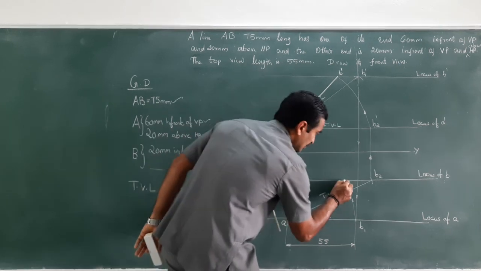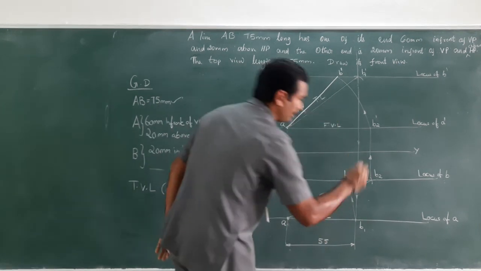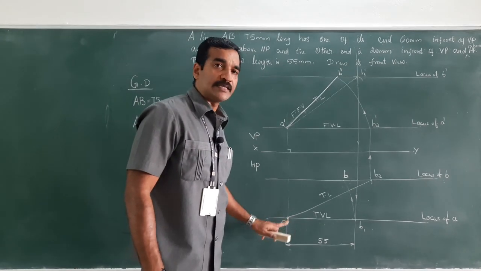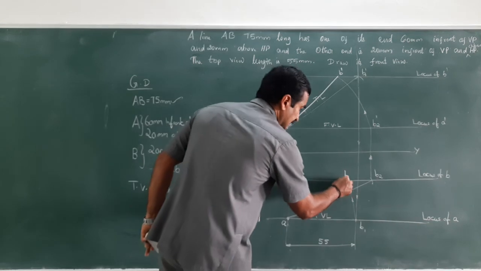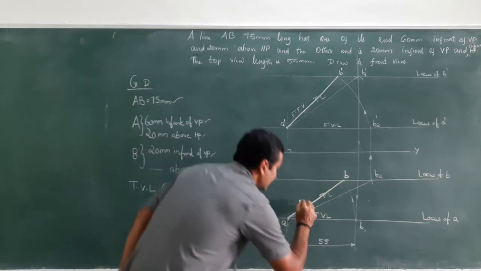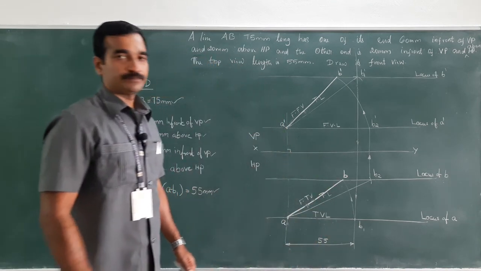Now this intersection point is nothing but B, point B. Now draw a line connecting the points A and B. This is nothing but the final top view.